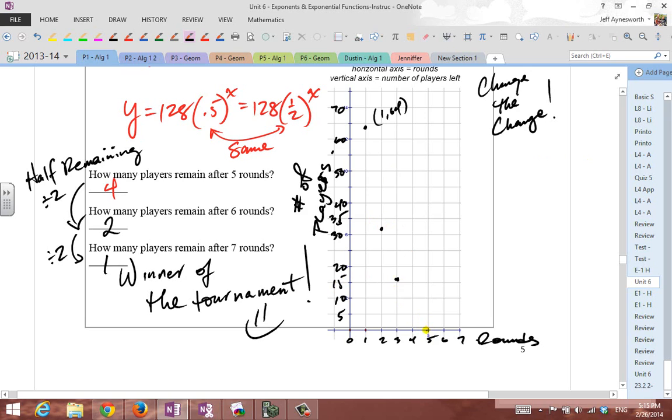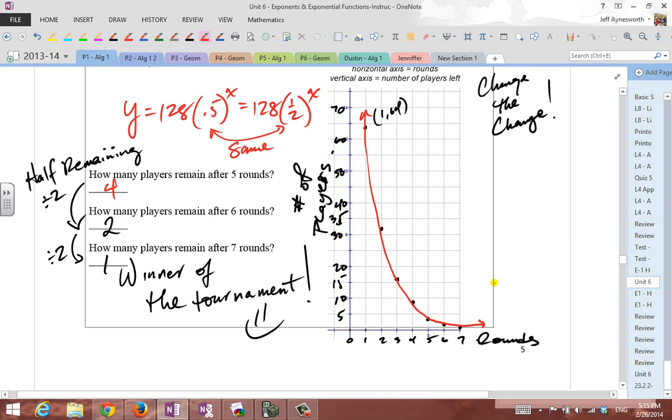All right, and then 4, half of 16 is 8. 8's right about there. It's less than 10. 5, half of 8 is 4, so right about there. And then 6, 2, right about there. 7, 1, the winner. All right, now check this out. If you graph this function, you've got to put the sound effects in.